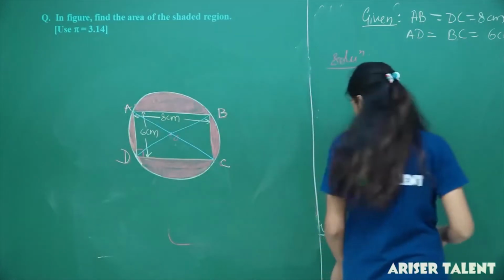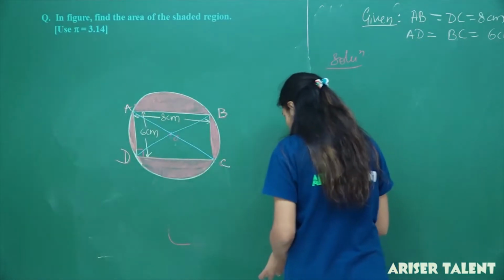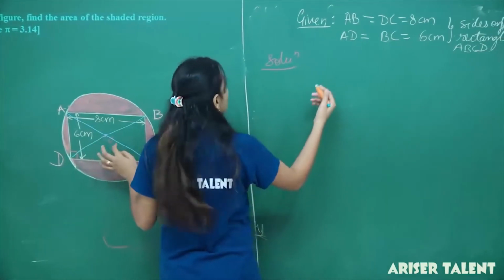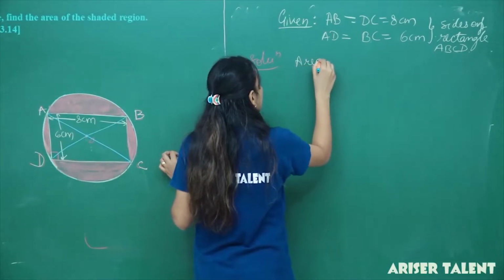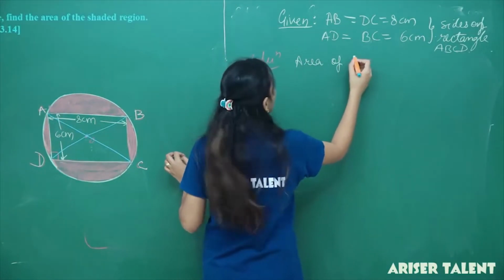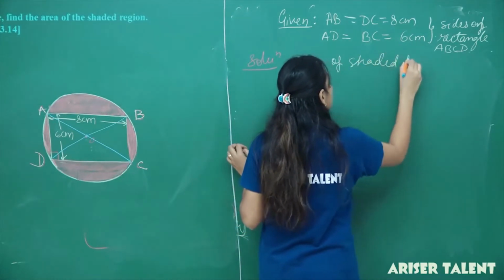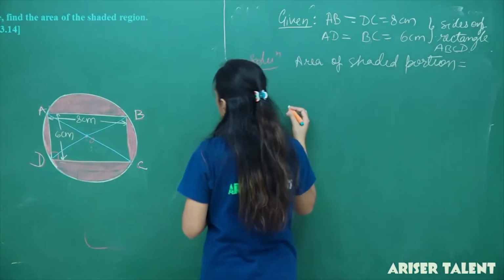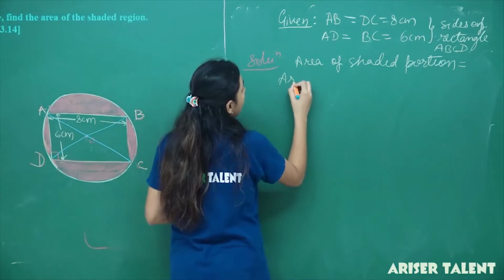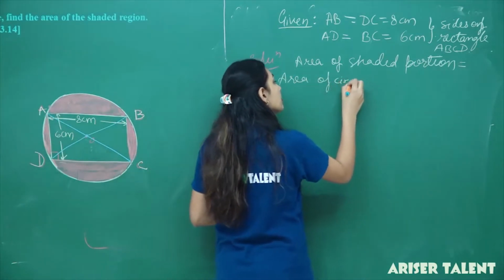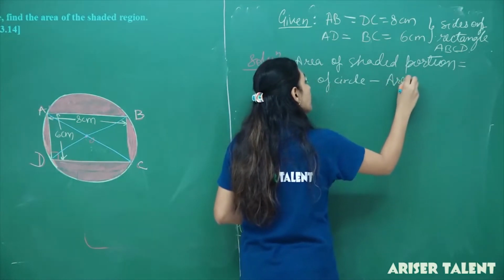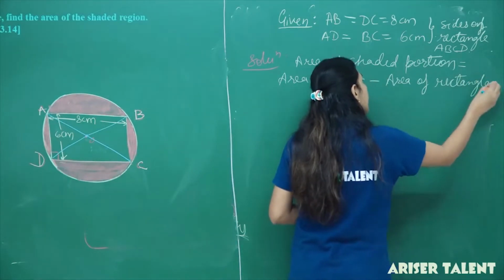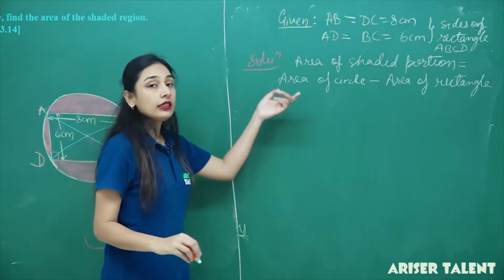Okay, students, I will be doing the solution and you have to do it with me. So start doing the solution. Area of shaded portion equals to what, students? Area of shaded portion equals area of circle minus area of rectangle. It's simple. Now, what is the area of circle?